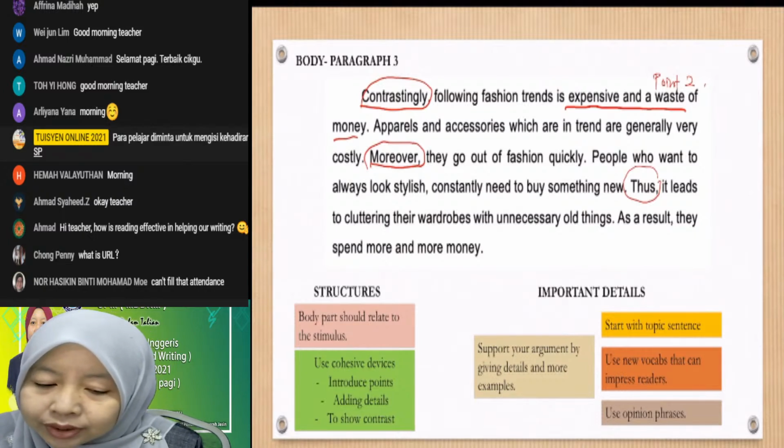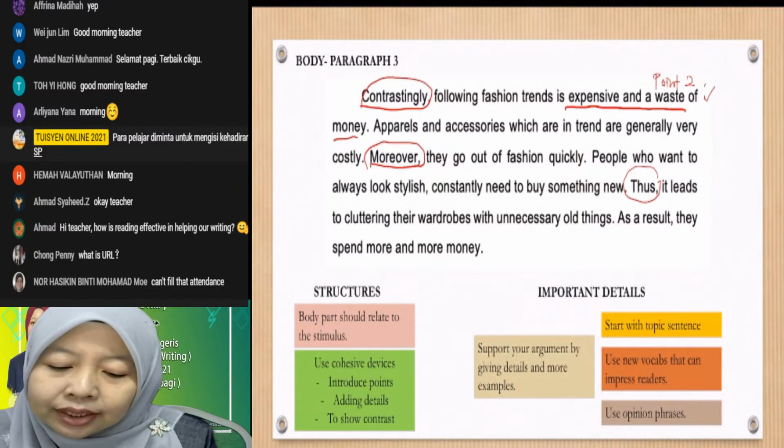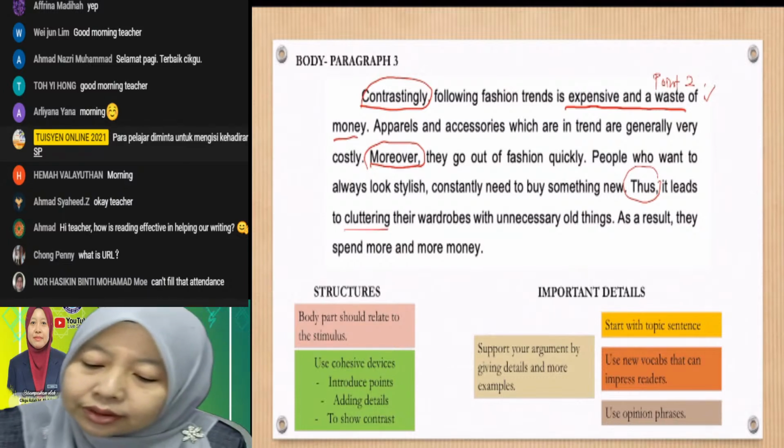Did I start with a topic sentence? Yes. This is my topic sentence. Did I use new vocab? Can you find any new vocabs? "Cluttering." Okay.